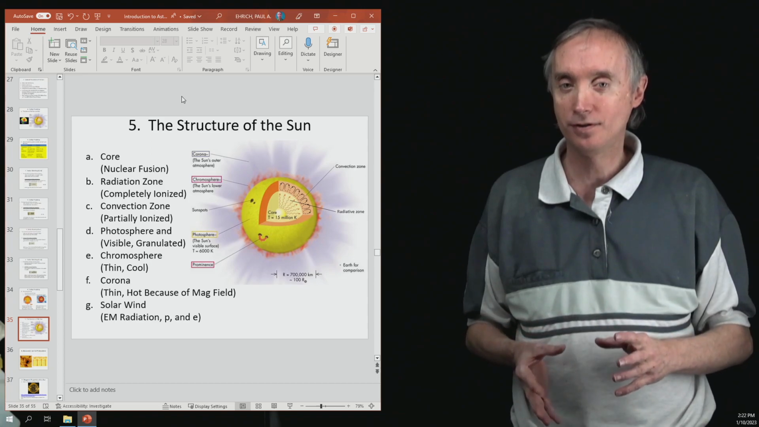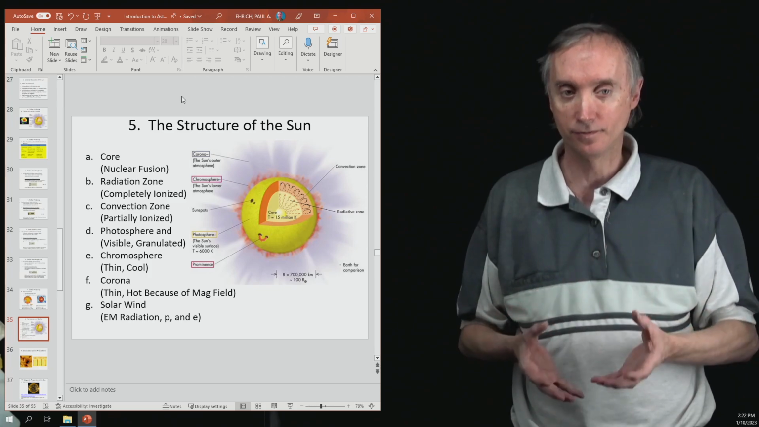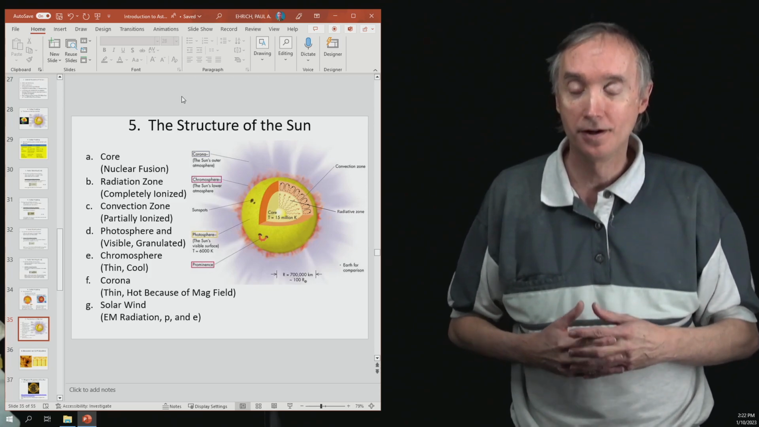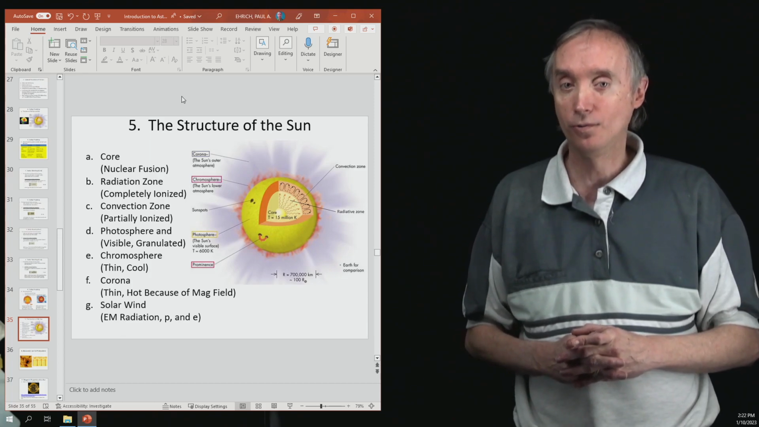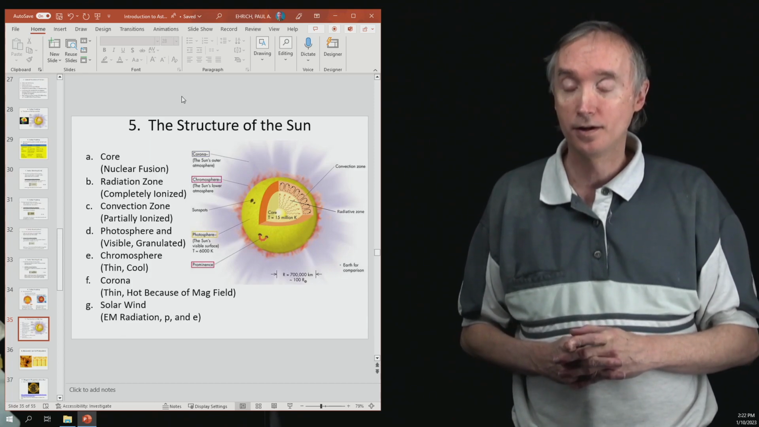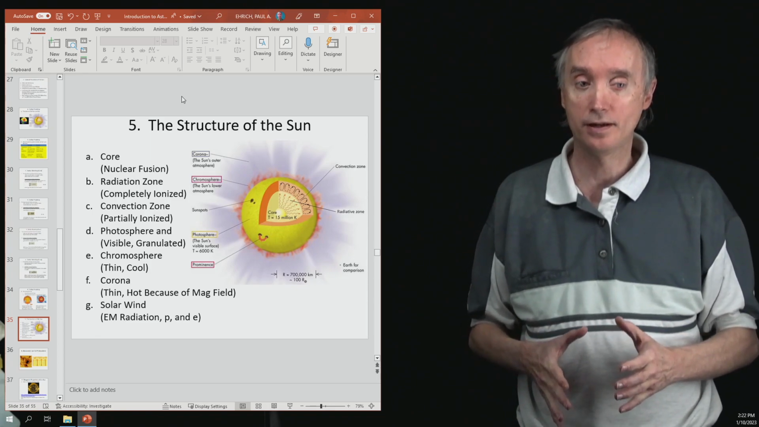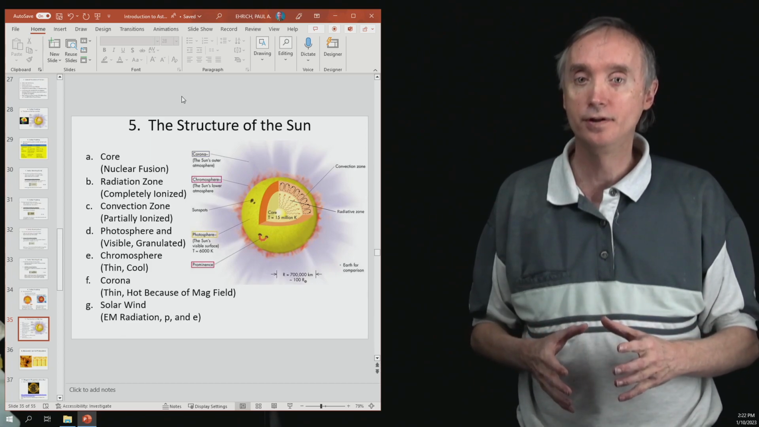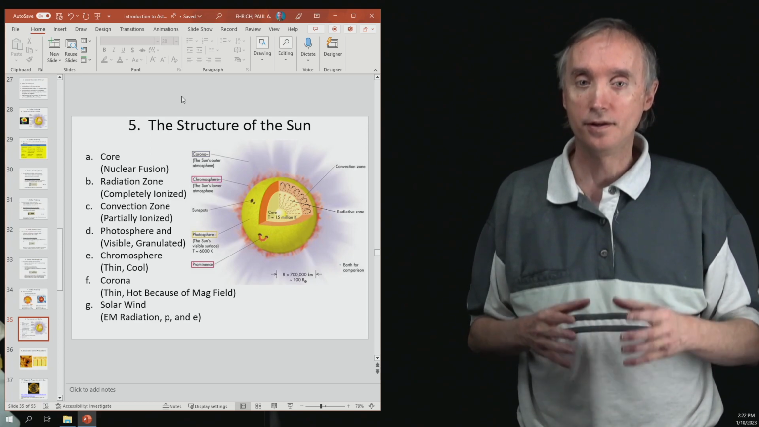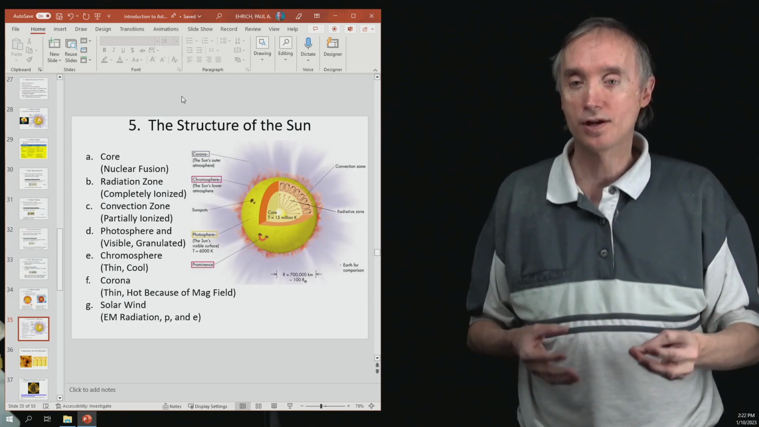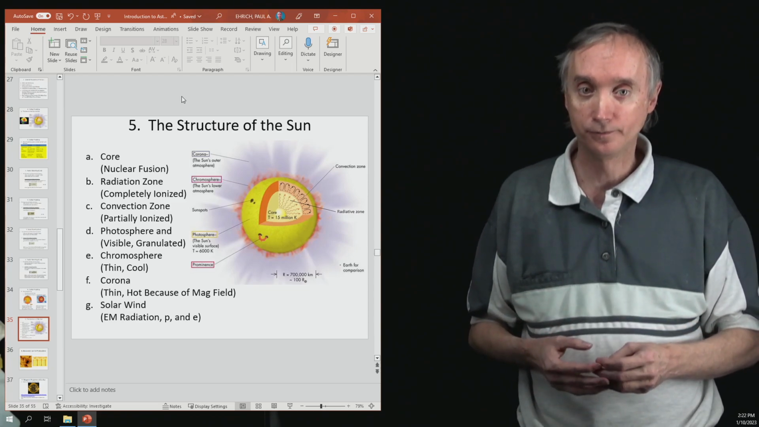I just want you to know, how do we know that the sun has these different things inside of it? So now let's talk about the actual structure of the sun. We're going to start with the core. In the core, that's where the nuclear explosions are taking place. This is where hydrogen is being converted into helium. This is the area of the sun which has a temperature of about 15 million Kelvin.